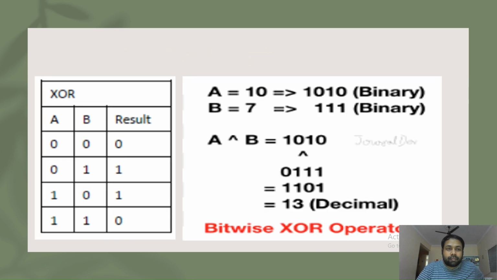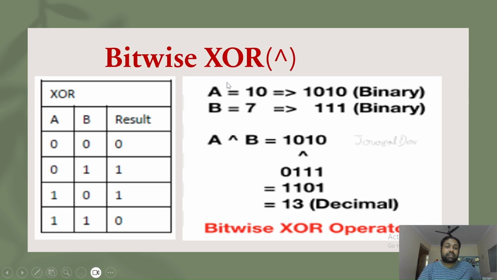Bitwise OR or bitwise XOR. This is quite interesting. XOR you can easily remember. If 2 bits are the same, A and B are the same, then only the answer is 0. If 2 bits are different, the answer is 1. If 2 bits are the same, answer is 0, otherwise 1.